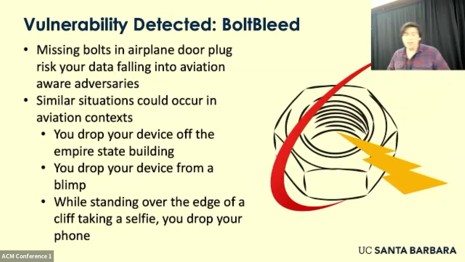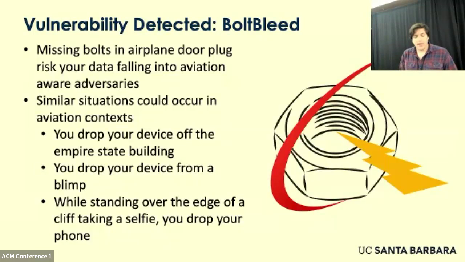Missing bolts in airplane doors risk your data falling to aerial-aware adversaries. This isn't even just a plane issue. I mean, imagine if you were on the Empire State Building and you drop your phone. What if there was somebody waiting on the ground there? Or you're flying on the ever so popular blimp and you drop something. Or you're taking a selfie off the edge of a cliff and you drop your phone and somebody's on the ground ready.